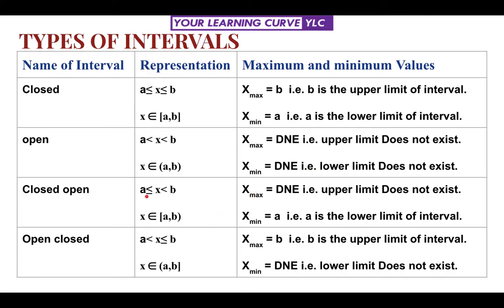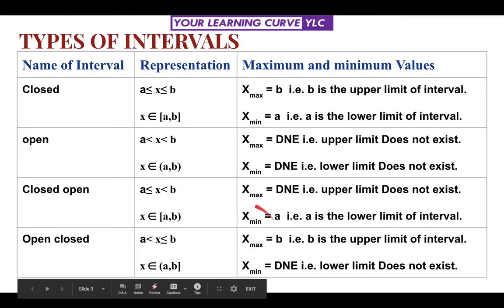Closed open means the first value is included, the second value is excluded. a is less than or equal to x is less than b, means here x can be equal to a but not equal to b, and it has to lie in the interval a to b. Here x max does not exist because the upper limit cannot be equal to x, but the lower limit can be equal to a, so x minimum is equal to a.